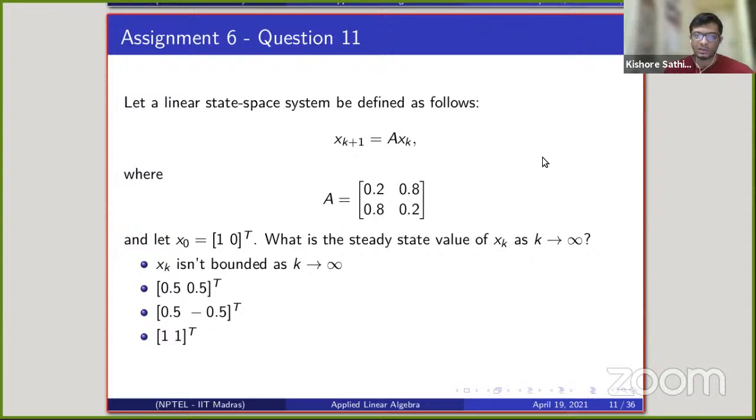We've also been given x0, and we keep on applying A to the x. So we get A times x0 is x1, A times x1 is x2, A times x2 is x3, and so on. We keep on repeating the same thing, and we want to know what happens to xk as k tends to infinity. We've been given 4 options, and we've been asked to find which one is correct.